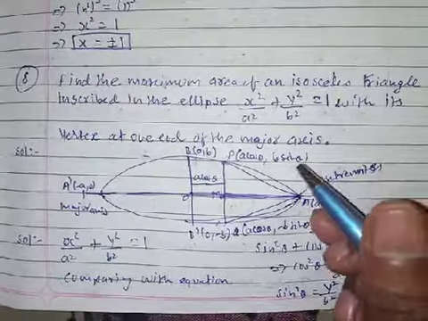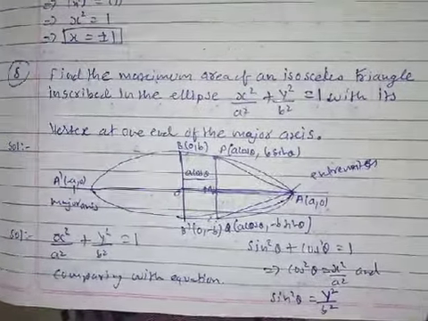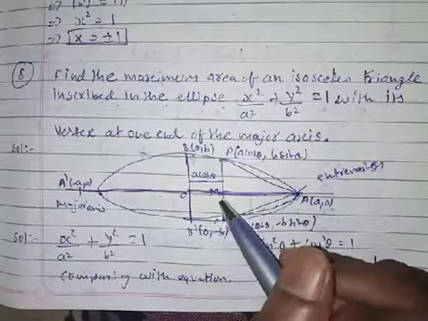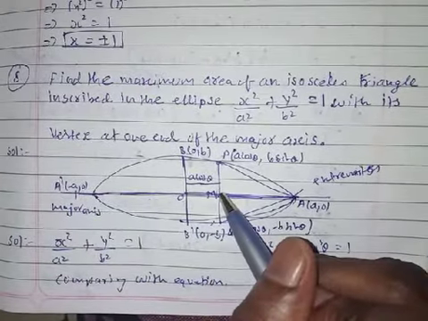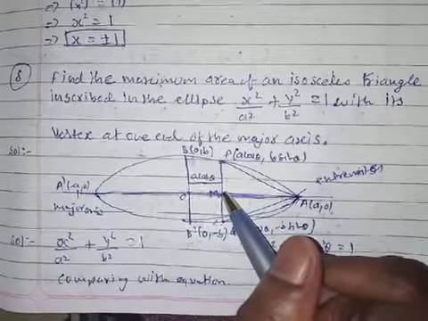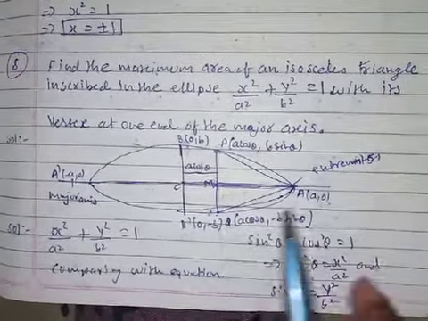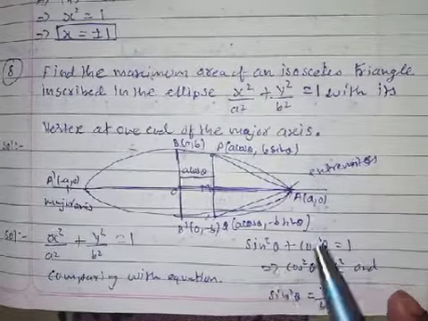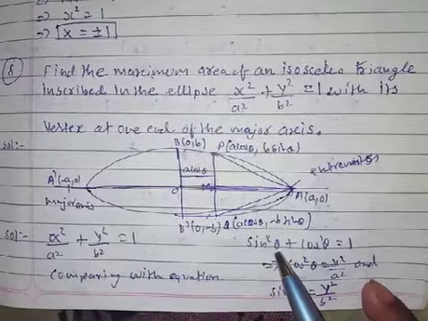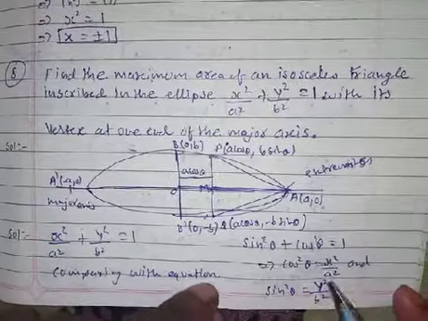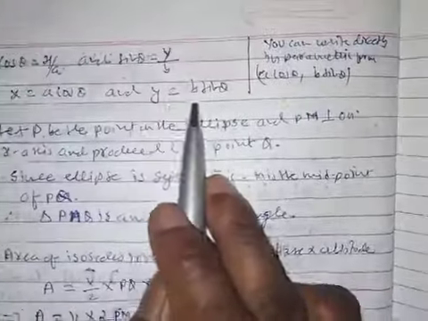The most important thing is what is the value of this coordinate? Here it will be x. What is this distance? It is a cos theta. We are finding x and y. Here x square upon a square is compared with this coordinate. The identity is sin square plus cos square is equal to 1. We will get cos square is equal to x square by a square, and sin square is equal to y square by b square. So what we actually got is x is equal to a cos theta and y is equal to b sin theta.